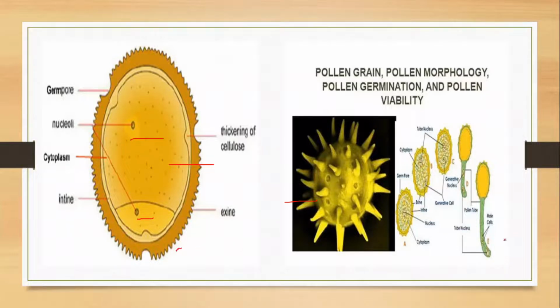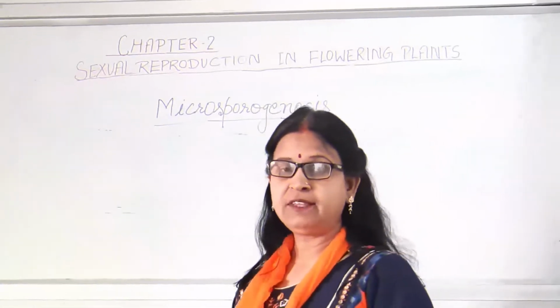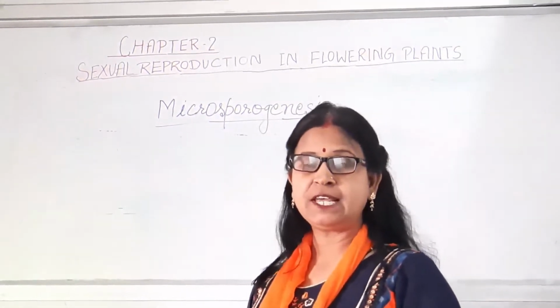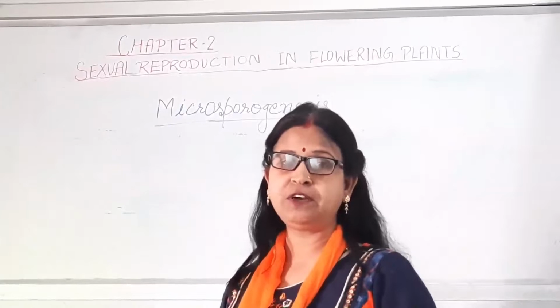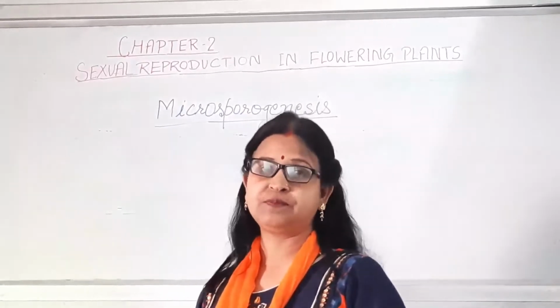Here you can see pollen germination. When the pollen is deposited on the stigma of the flower, the pollen tube comes out through the germ pore. Per pollen, 2 male gametes are produced and they are released inside the ovule during the fertilization process.